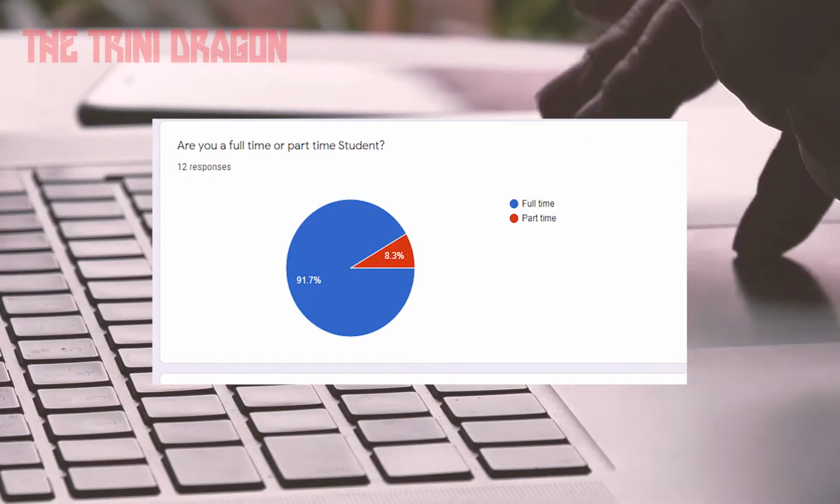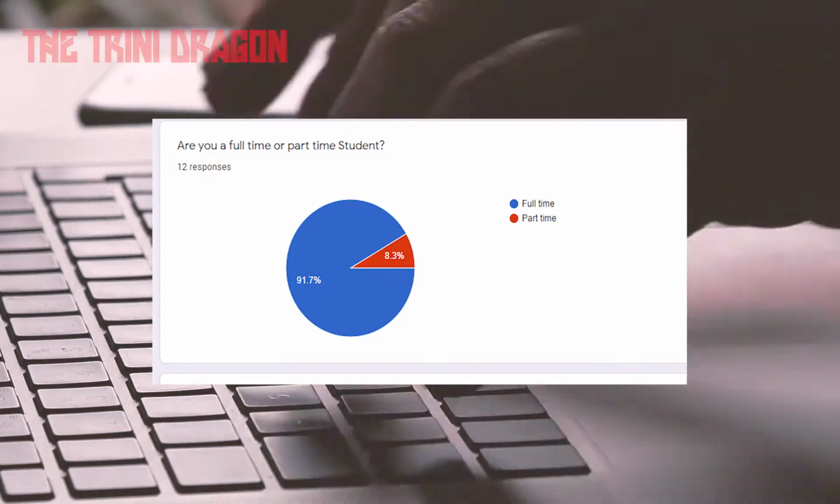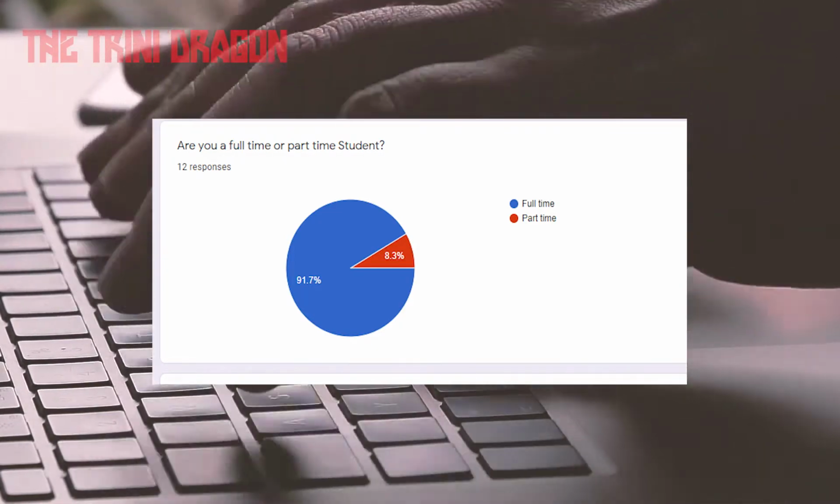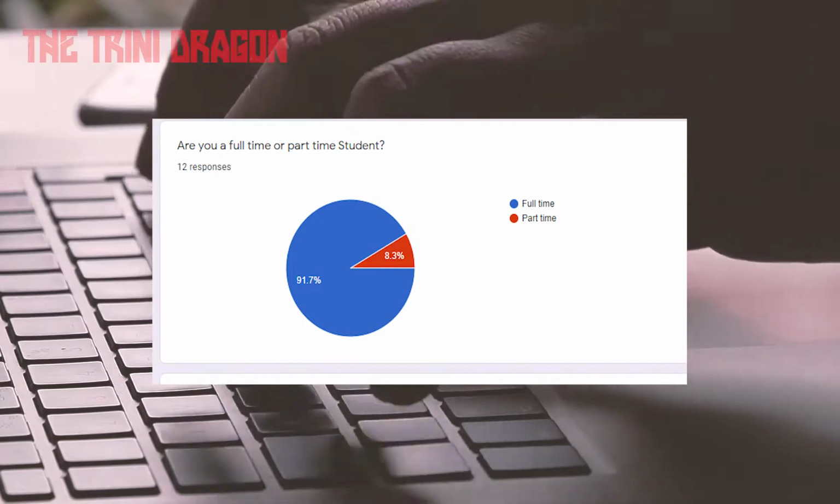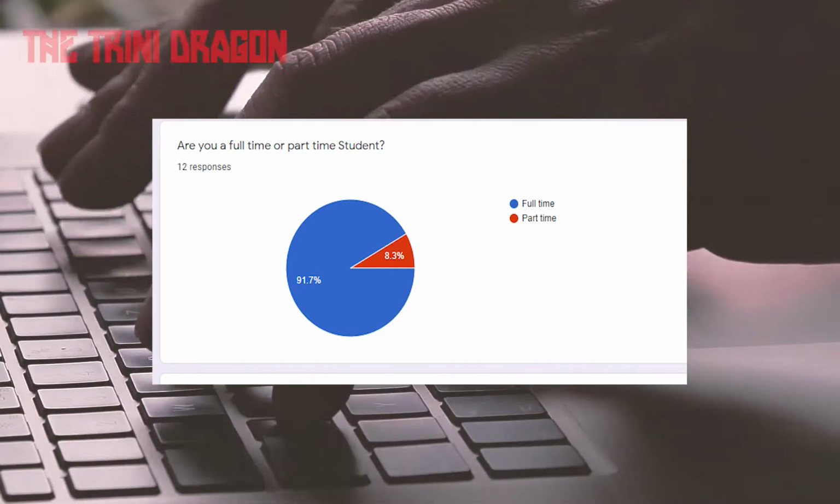My data tells me that 91.7% of students are full-time, while 8.3% are part-time. This means that only one student is working.